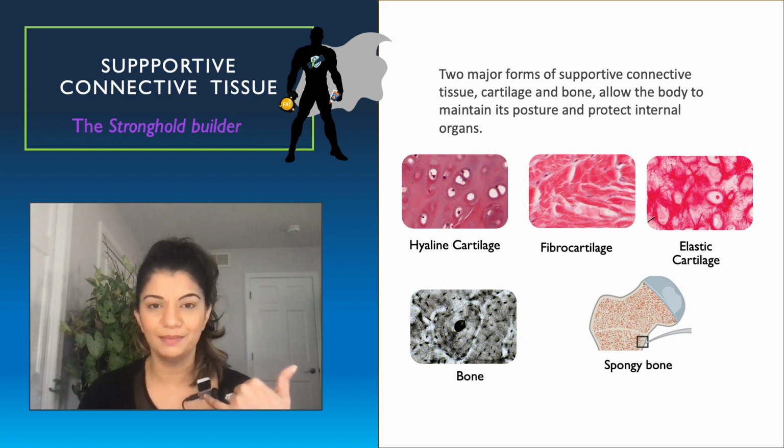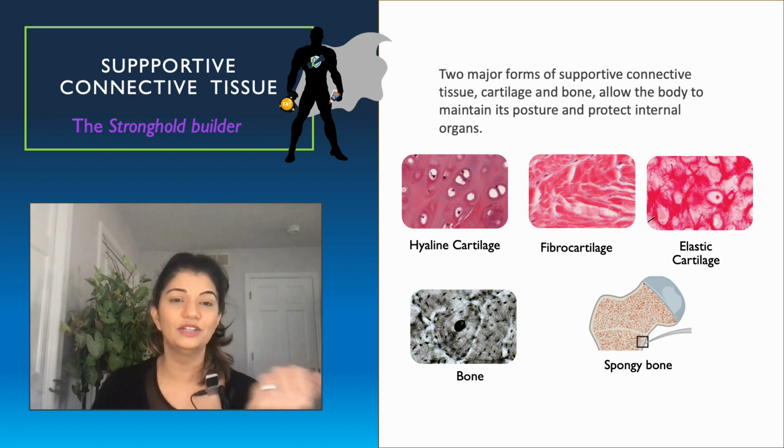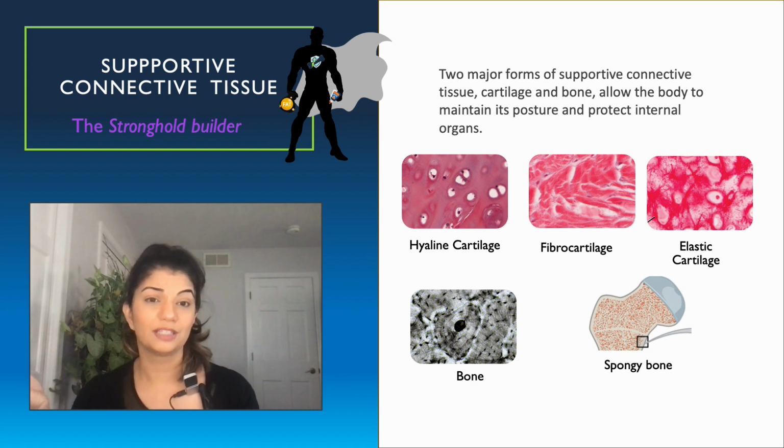Now, there are two types of bone here. We've got your regular compact bone, which is the gray slide that you see, and it has a very distinct look, so it's pretty easy to identify in histology slides. However, we also have something called cancellous bone, which looks like a sponge, or it's often called spongy bone.